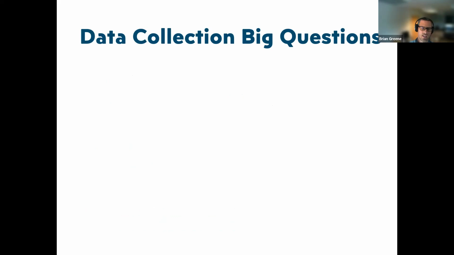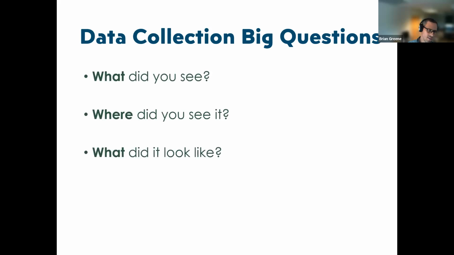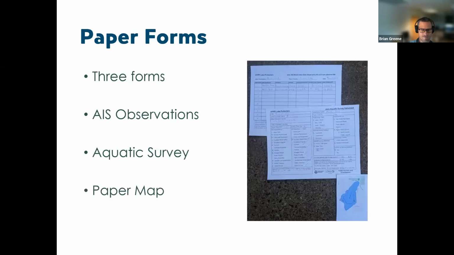And really, with these data collections, we're trying to have you answer, you're our eyes and ears out on this water. You're trying to answer these big questions of what did you see, where did you see it, and what did it look like? And all of these data forms and things are just general questions trying to get information about these 3 big questions. So if you're doing paper, you'll have 3 forms. You'll have what we call our AIS observations, our aquatic survey, and then you need to have a paper map on it to do this.